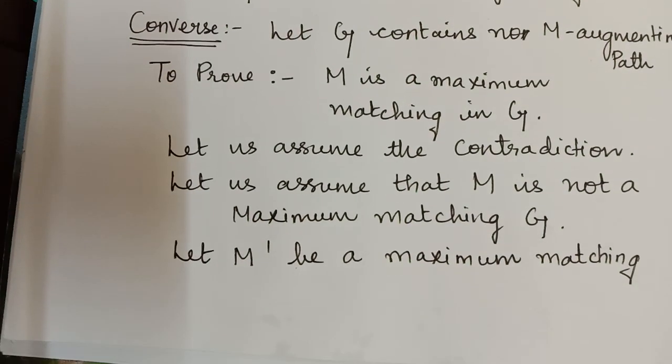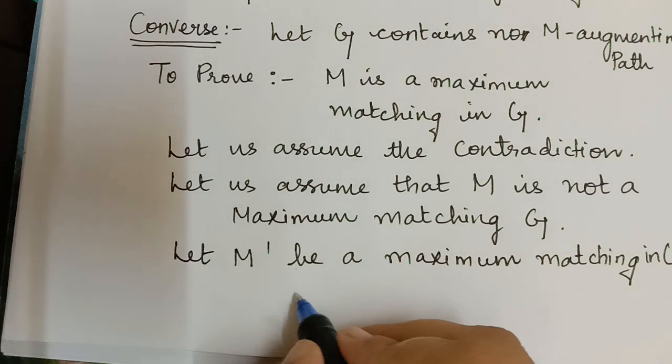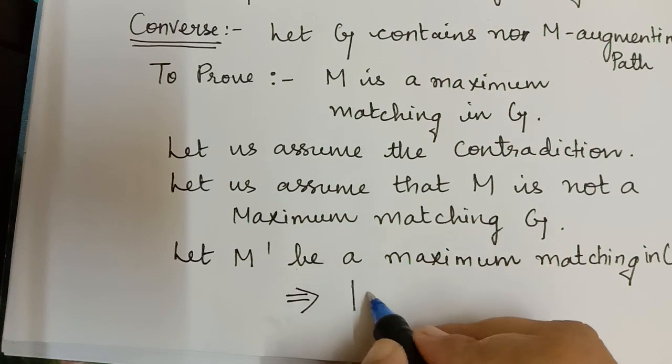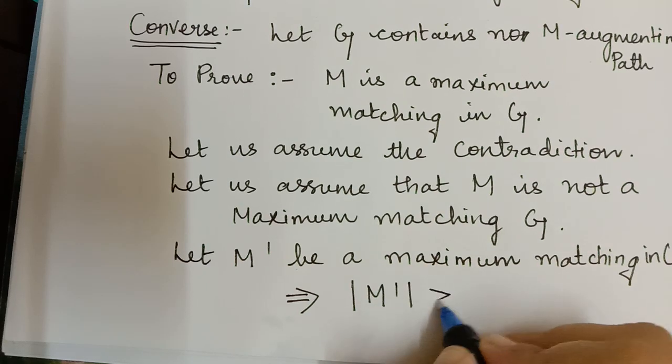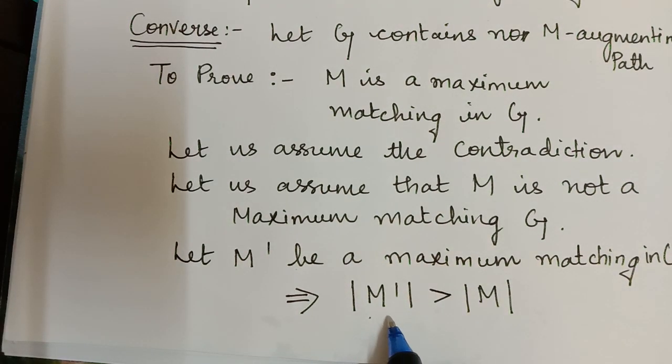So we are considering an M dash, which is a maximum matching in G. If M dash is a maximum matching, then we know that the cardinality of M dash will be greater than the cardinality of M, because M dash is a maximum matching.